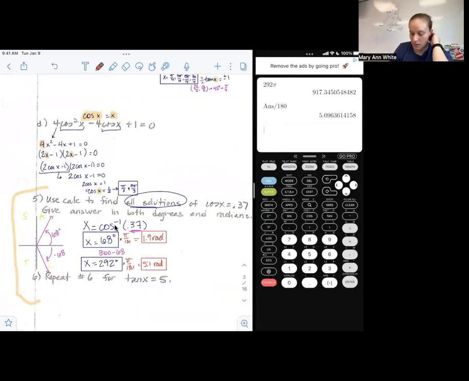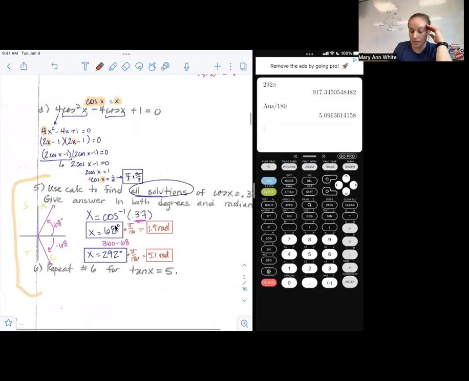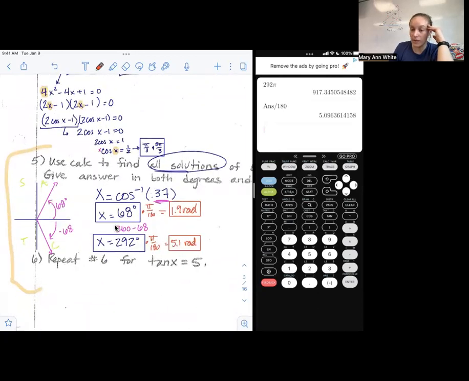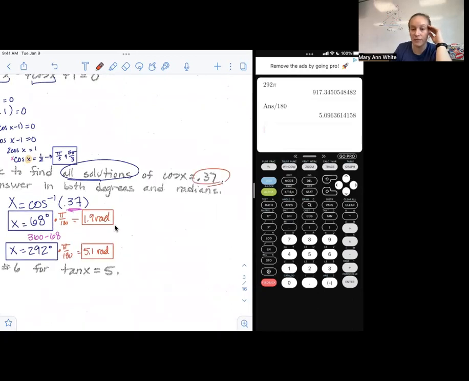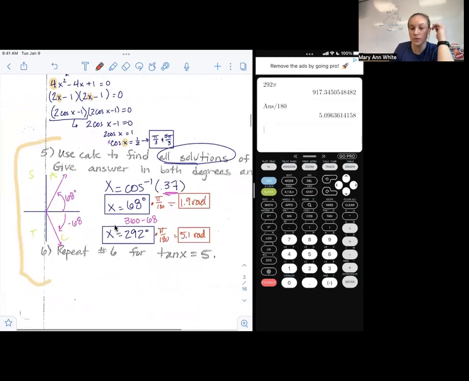Okay. So to review what we just did, we did the inverse cosine of the ratio given to us. So we did secant cosine of 0.37. And then we used our knowledge to know which other quadrant it was in. And then we were able to find what its matching angle was, what angle goes with it. Then we multiplied by pi over 180 to get my radians.